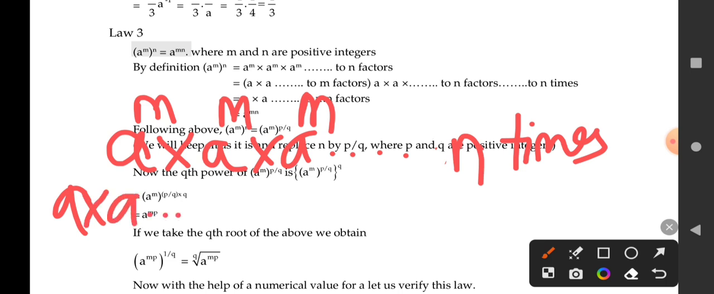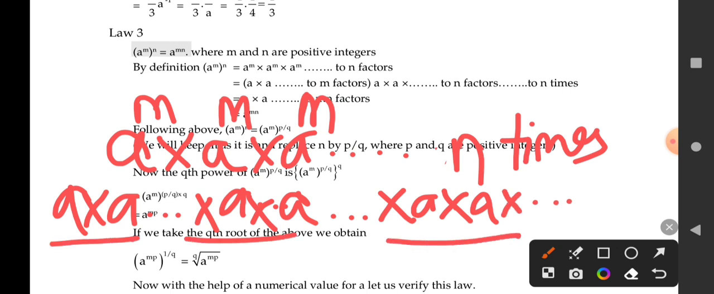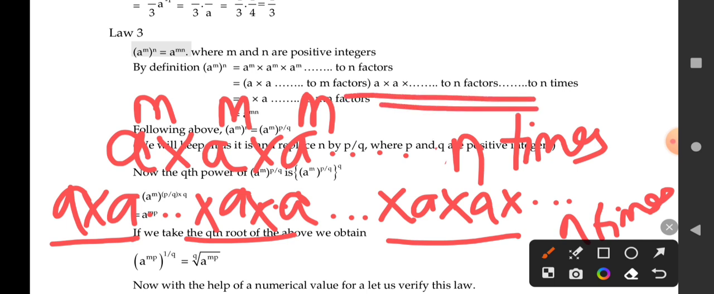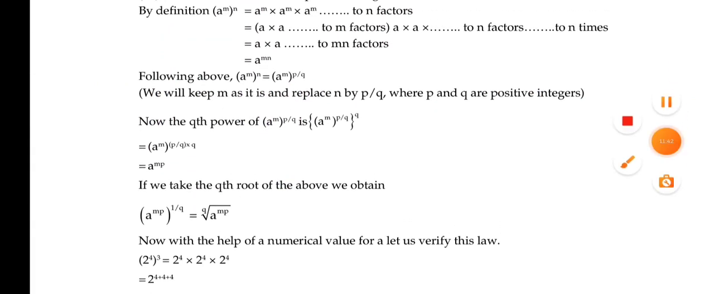Multiplying a, m times here, correct? And these are multiplied n times, right? So what exactly is happening? You are multiplying m times into n times, correct? There are two factors. Hence, a power m whole power n is equal to a power m into n. Okay, so following above, let's see.